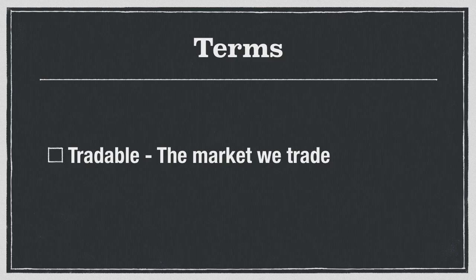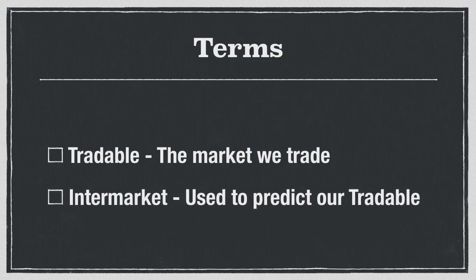Exactly. That's our tradable. But then what we're also having is what we call an intermarket, which is our secondary market. Let's say the S&P is our tradable. That's what we're going to be buying and selling. But the market underneath it, the intermarket, let's say, is going to be, can you give me an example?